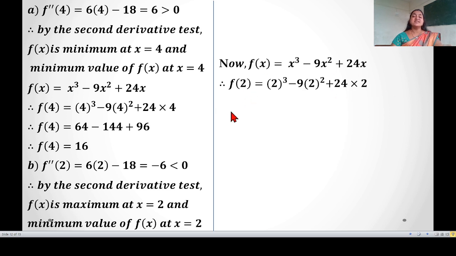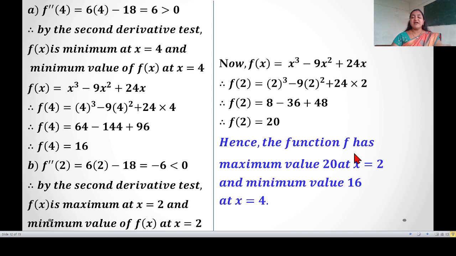Now simplify this. So f of 2 is equal to 8 minus 36 plus 48. So f of 2 is equal to 20. So this is the maximum value at x is equal to 2. So hence the function f has maximum value 20 at x is equal to 2 and minimum value 60 at x is equal to 4. So this is our final answer.